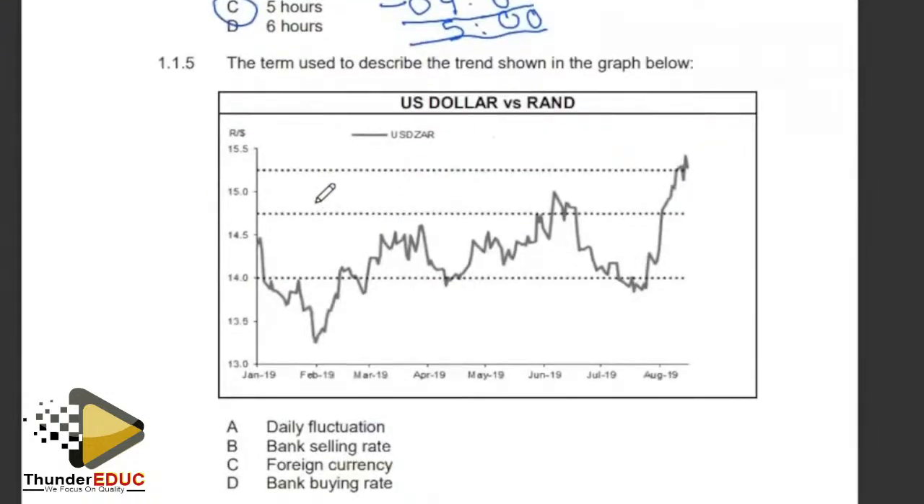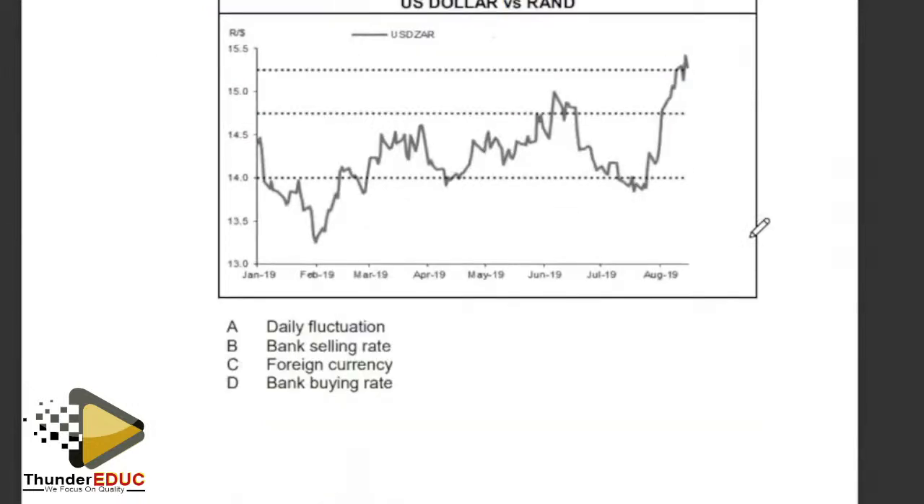The term used to describe the trend shown in the graph below. All right, you come across different graphs in your paper, so you need to know the topic which you are dealing with specifically. If you look, this topic is actually foreign exchange. Foreign exchange refers to the business of transacting from one currency to another.